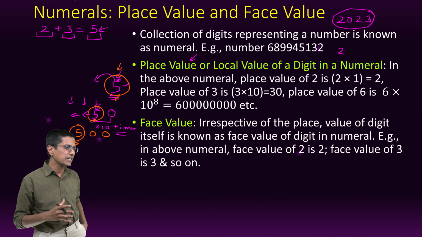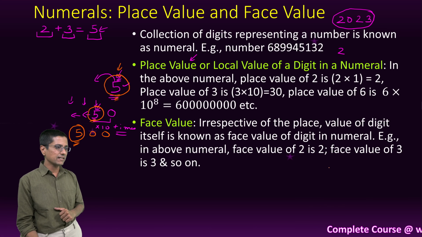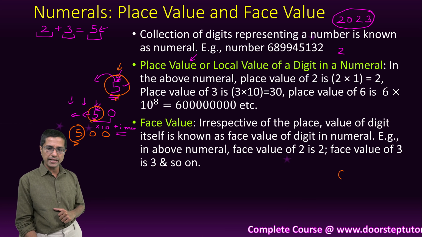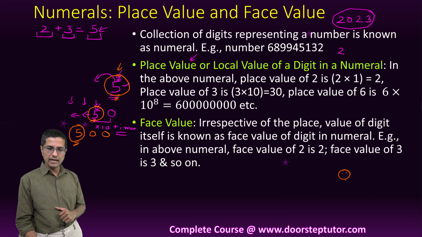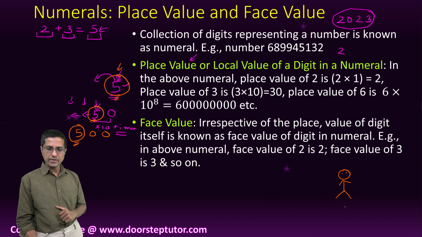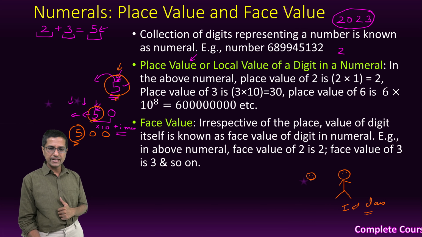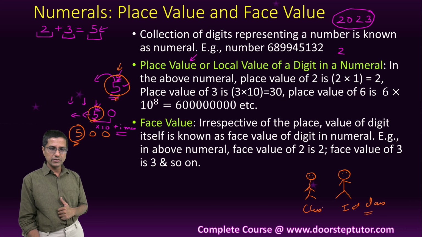Another way to understand place value and face value, with a very simple example, is that there is a boy who remains the same boy. He has passed the first class, and now he has moved on to the second class. So he has moved on from class 1 to class 2.